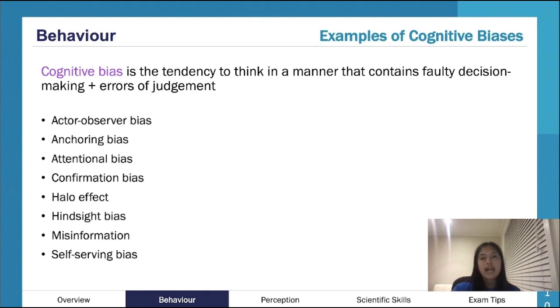So the halo effect. Halo effect is this idea of people that you find attractive being associated with other positive traits.